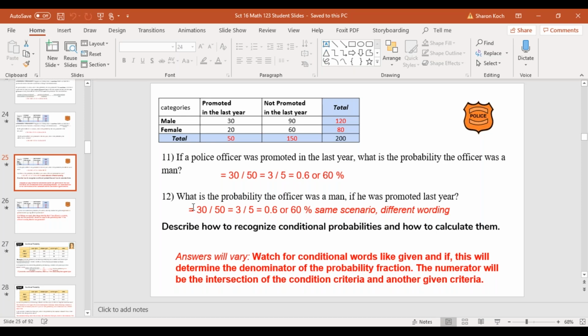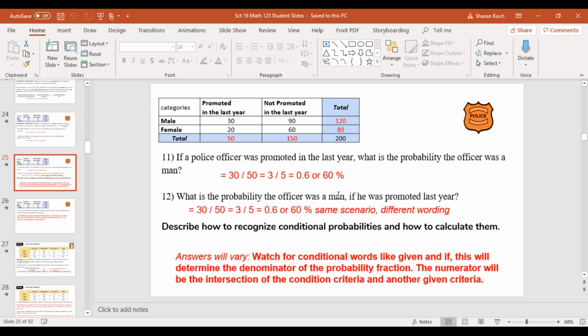Now look at number 12. It's worded a little differently. It's starting out with the probability statement. What is the probability the officer was a man? So they're asking me the probability first, and the condition is later in the sentence. That's why you have to read that entire sentence, because you have to think, are they making me concentrate on a certain area of the probability table, or are they just asking me to pick a name at random? They're saying if he were promoted in the last year, so I'm still concentrating on the promoted.